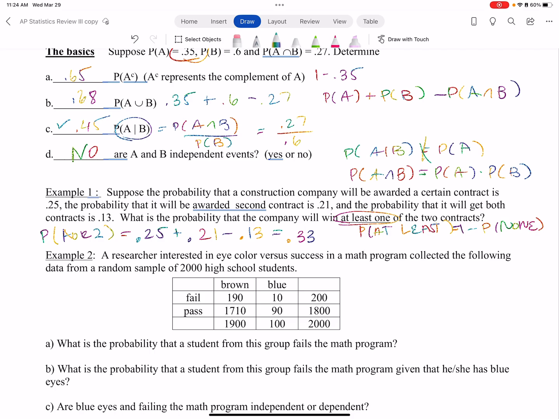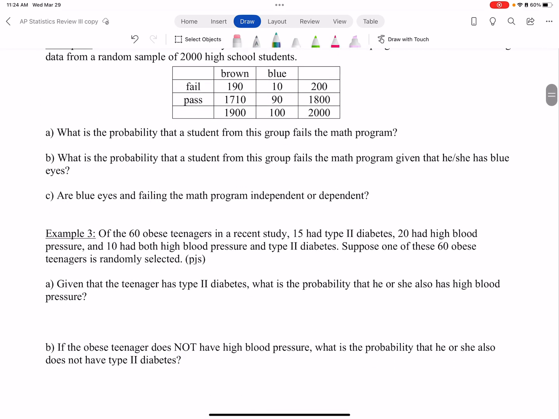Example 2, you're going to be asked to read this chart and then find the probability. What is the probability that a student from this group fails the math program? Okay, so from this group, when it says what's the probability, and as soon as it says from, that's going to be the denominator. And so the denominator here is 2,000, so it's something out of 2,000. And it says from this group, so fails is this amount, so that's 200.